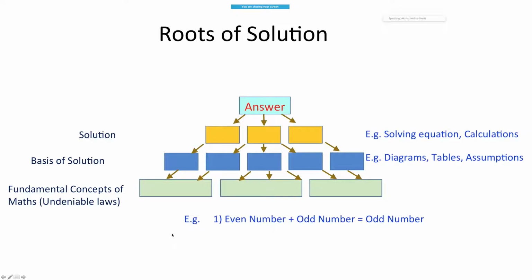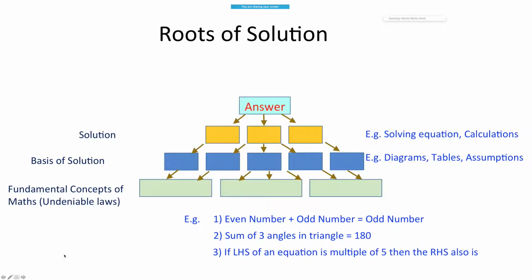Or it could be the fact that an even number added to an odd number is an odd number. That's a very strong foundation. You can't be challenged on that foundation, isn't it? Or the sum of the three angles in a triangle is 180 degrees. If I base my solution on this undeniable law to come to an answer, I have a complete solution. Or the fact that if the left-hand side of an equation is a multiple of 5, then the right-hand side also has to be a multiple of 5.